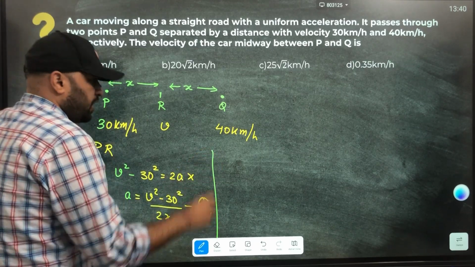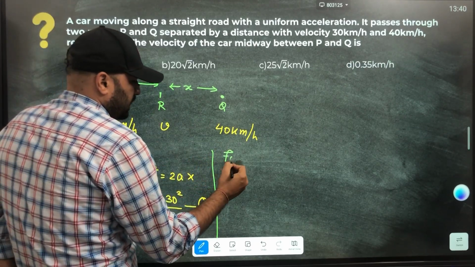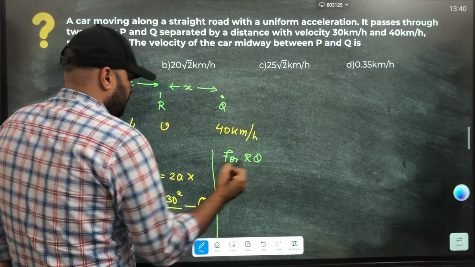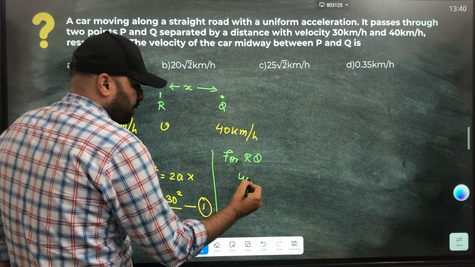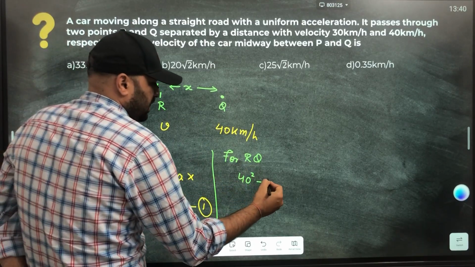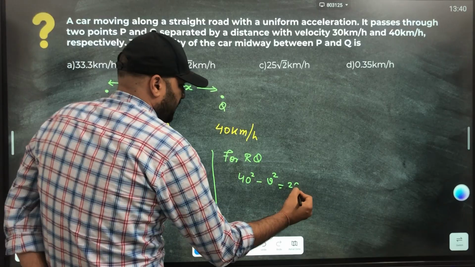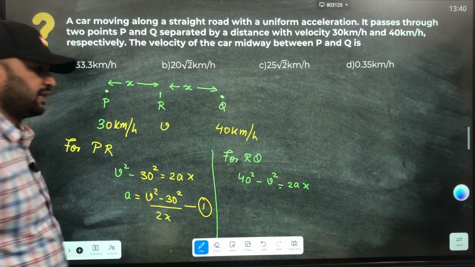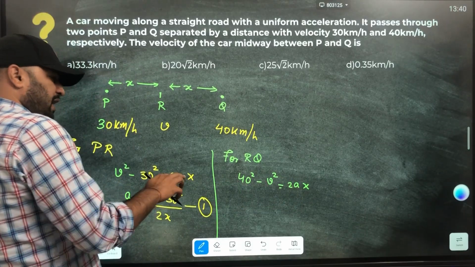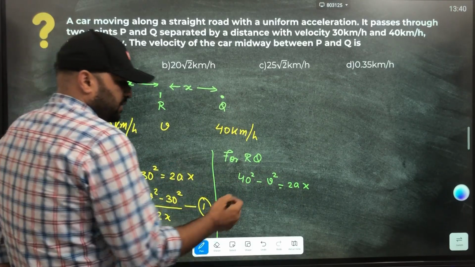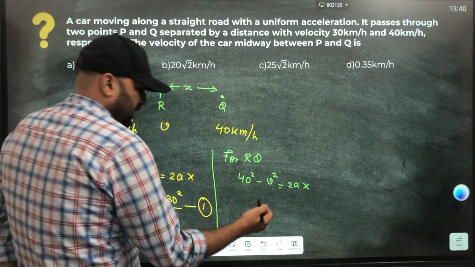Now let's do it for RQ. For RQ we use the same equation. Here the final velocity is 40. So 40 square minus v square will be equal to 2ax once again, correct? Clear? You can take this 2x on the other side, or you can keep 2ax directly. So let's substitute, or you can take it that way if you want.